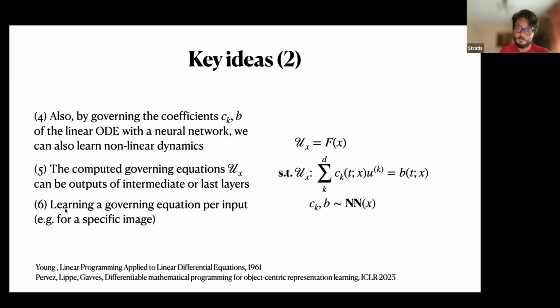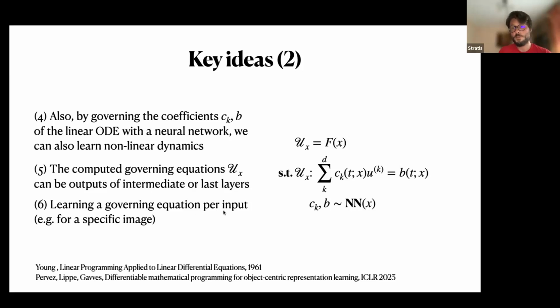And last, we are able to learn a governing equation per input, for instance for a specific image or for a specific trajectory. Of course, it will be very interesting to learn a shared governing equation, because quite often in scientific problems we don't have one governing equation per input. But I think that this is not really a huge problem to address.